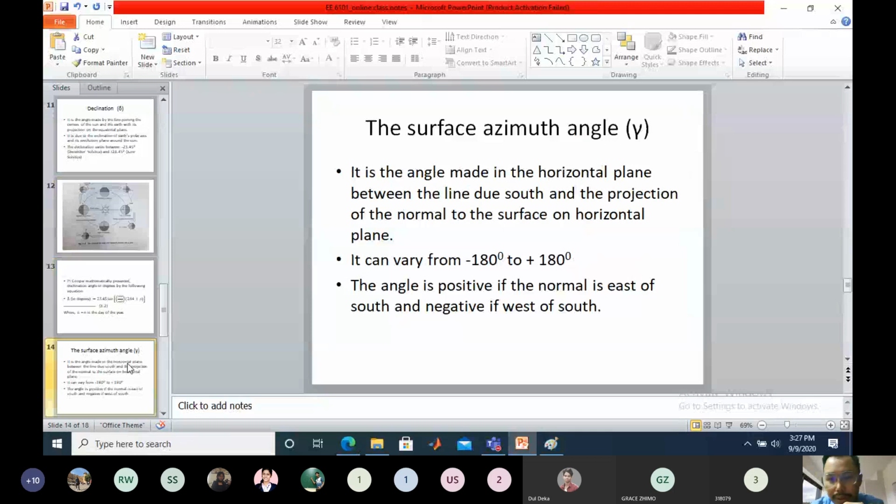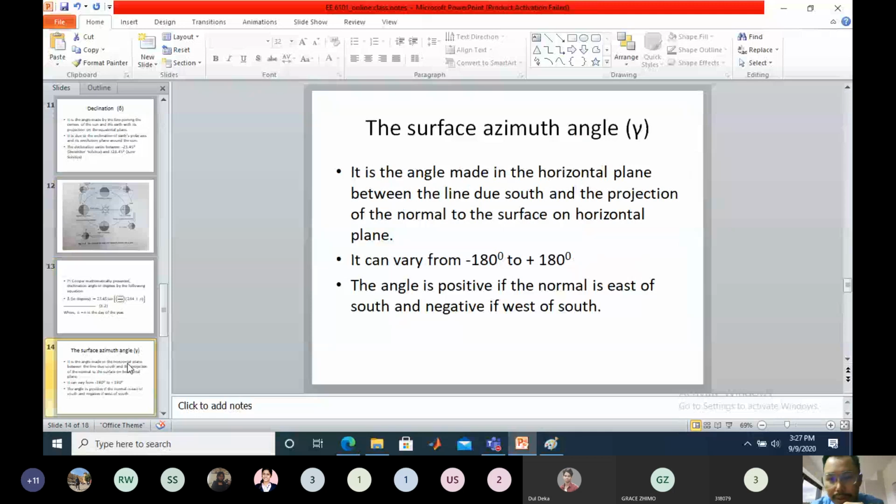Please remember, this is the surface azimuth angle and it is denoted by this Greek letter. Let me repeat again. You have a tilted plane, tilted on this horizontal plane at a certain angle called beta, and the normal of this tilted plane is this one. Please remember that this normal will coincide with this vertical line when beta is equal to 0, as already explained before, that is, if there is no slope.